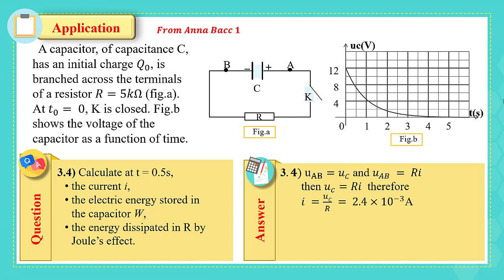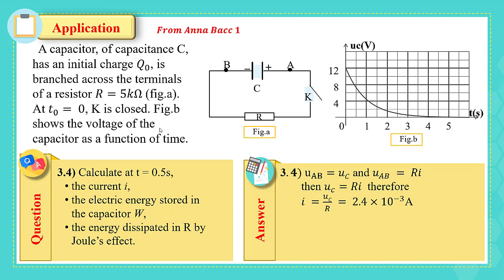In the last part, I have to calculate, at time t equal to 0.5 seconds, the current I in the circuit, the electric energy stored in the capacitor, and the energy dissipated in R by Joule's effect. We all know that the resistor transforms electric energy into heat energy, which is Joule's effect. We have to find the quantity of this energy which is dissipated in the resistor.